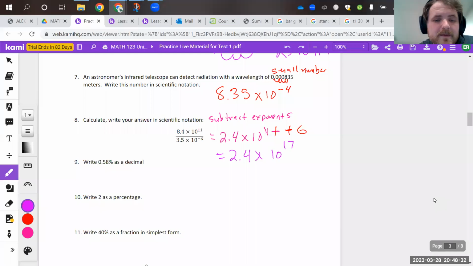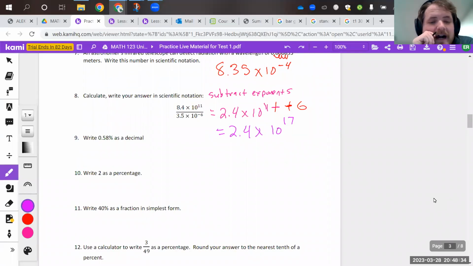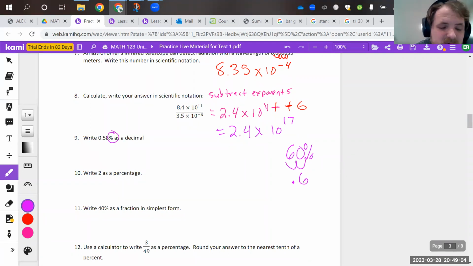So we've got 0.58% as a decimal. Again, I look at that and my mind really wants to jump to 58%. But since it already has the percent sign with it, if I wanted to write 60% as a decimal, that would be 0.6. So since it has this percent sign with it, I still have to move.